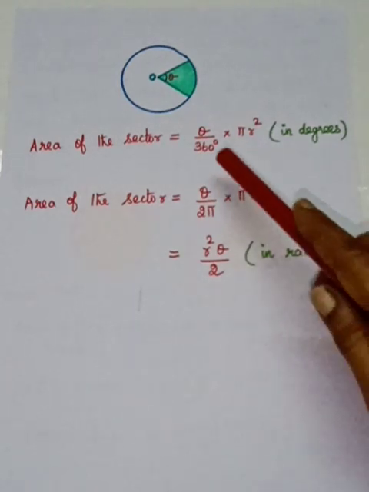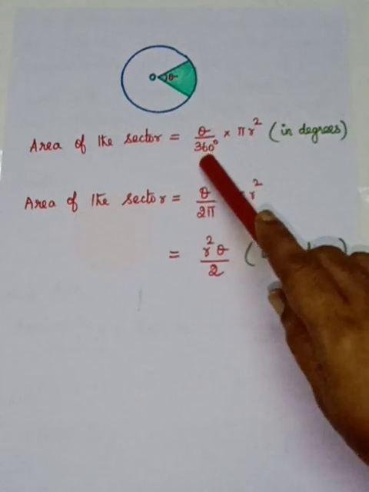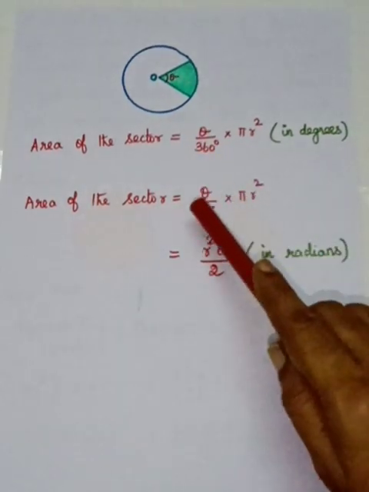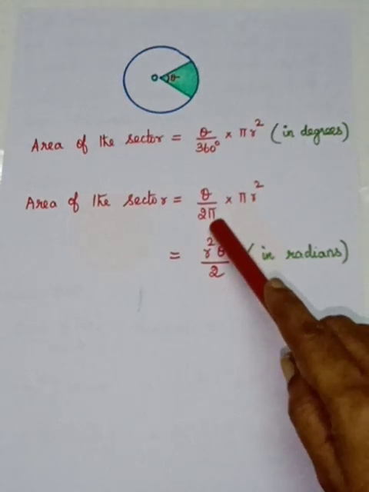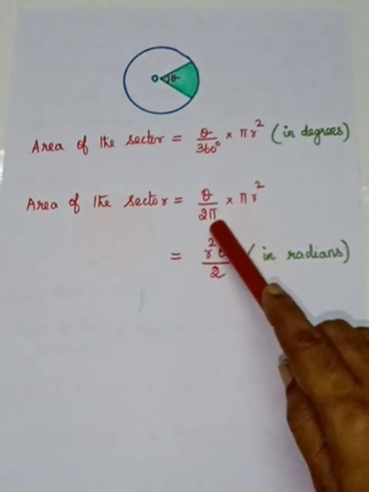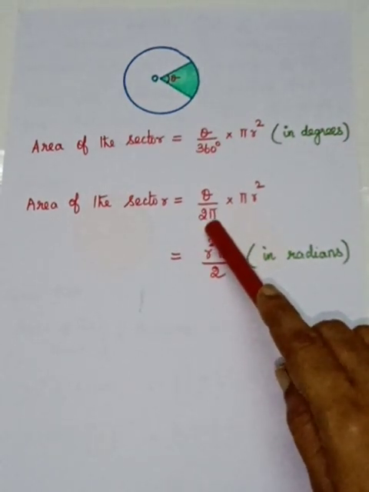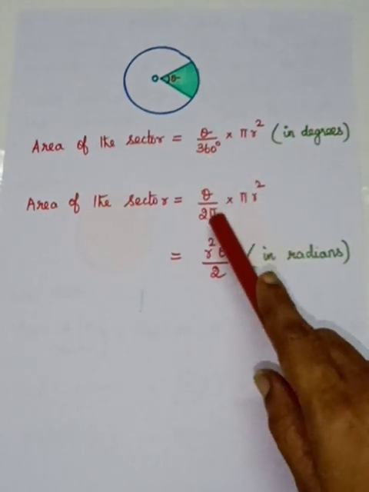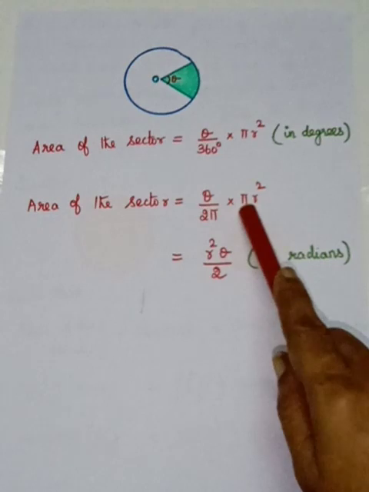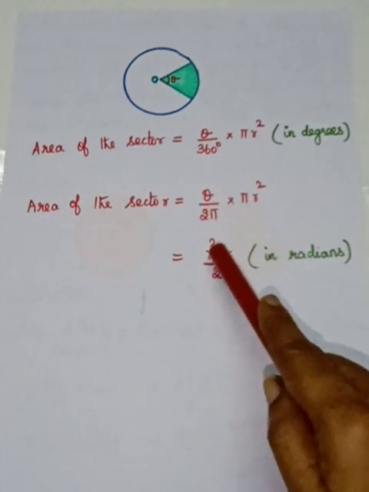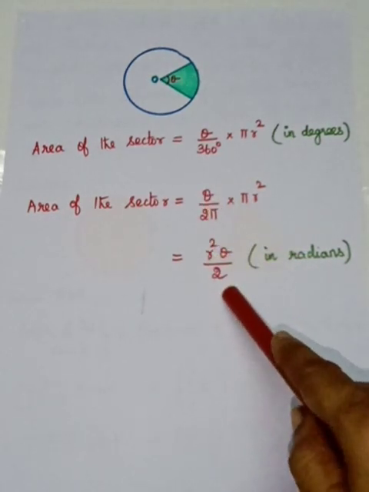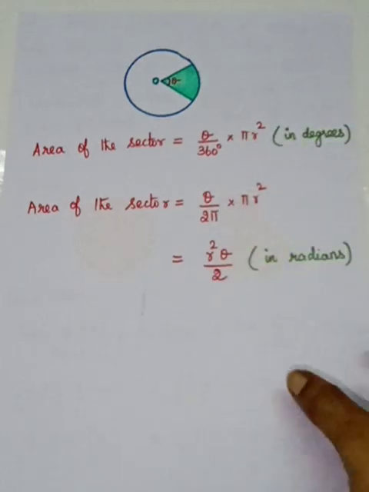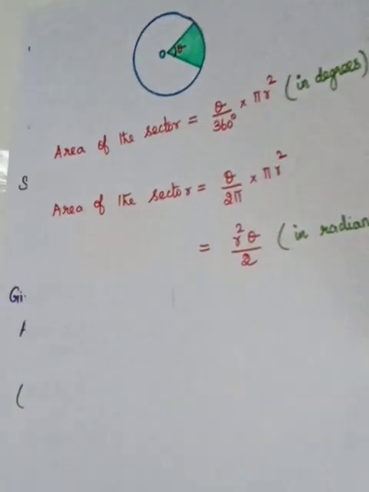What you have to do? Here 360 degree is there. So this 360 degree in radian, how it will be written? It is 2 pi. Okay, 360 degree is equal to 2 pi radian. So here 360 degree in the place you have written as 2 pi. So this pi and pi getting cancelled. So r square theta by 2. Okay, see now. So this is the formula to find the area of the sector.